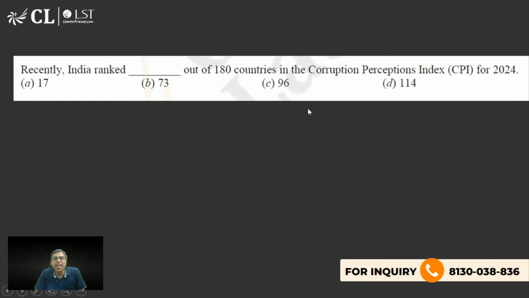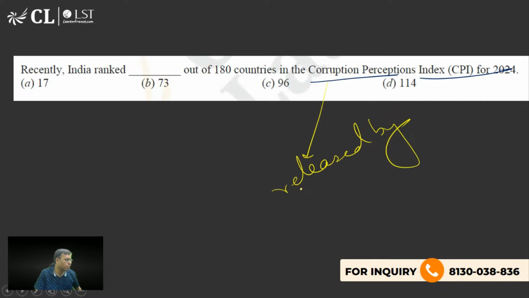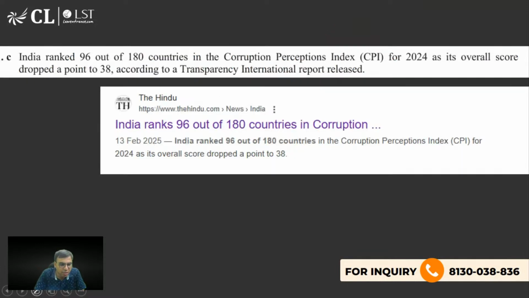The next is recently India got this much rank in Corruption Perception Index, and this is released by which organization? India got 96 rank, released by Transparency International. Sorry, Transparency International. Okay, so that is what you should know.